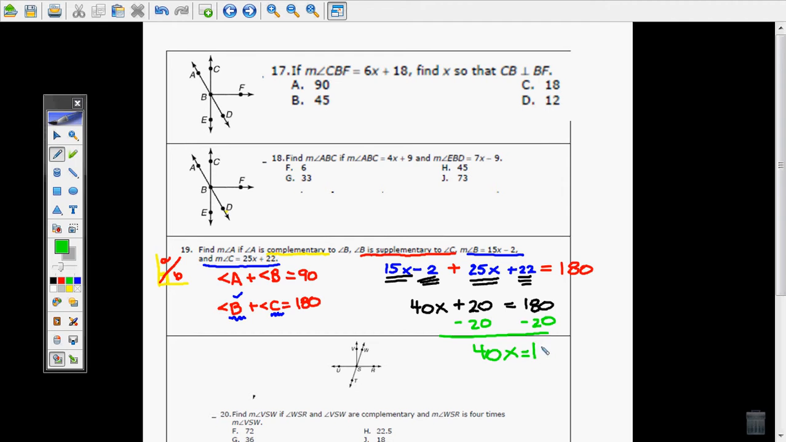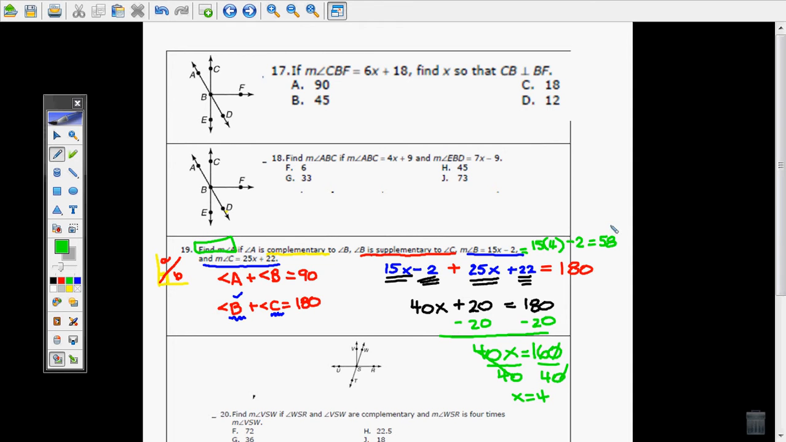40x is equal to 160. Divide both sides by 40. So now I can say that 160 divided by 40, x is 4. So now if x is 4, then that means that angle B is 15 times 4 minus 2, which is 58. Okay, I'm still supposed to find the measure of A.